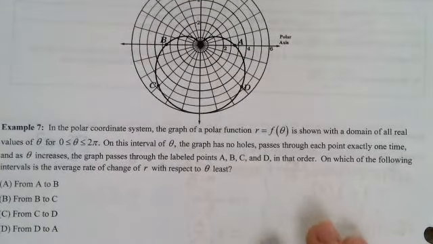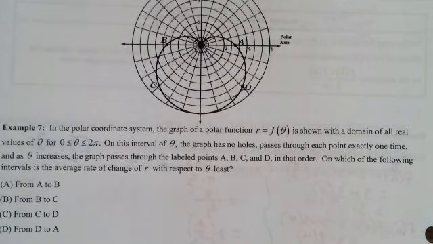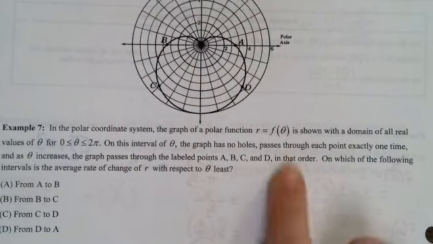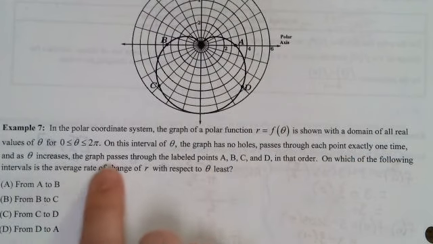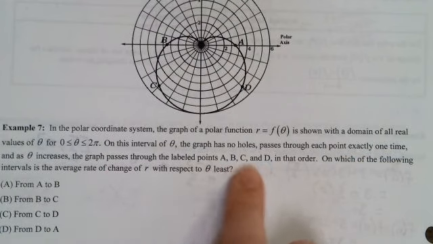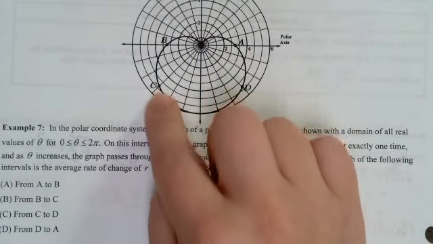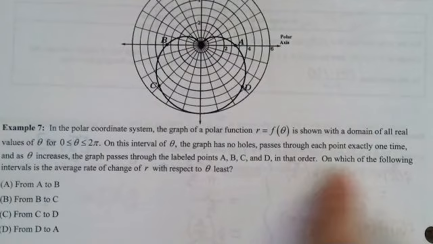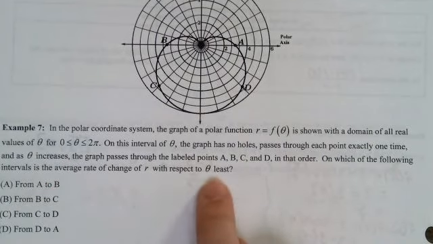All right, we got another example here. All right. This one says, in the polar coordinate system, we've got this graph on the interval theta, blah, blah, blah, no holes. Okay, here we go. It says the graph passes through the labeled points A, B, C, D in that order. Which of the following intervals is the average rate of change of R with respect to theta the least?